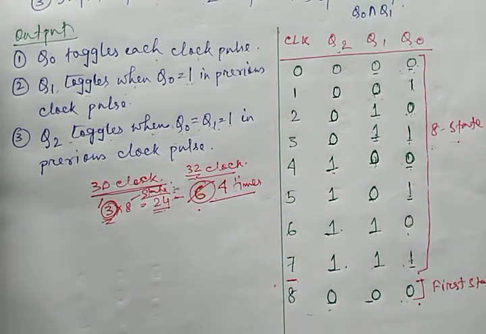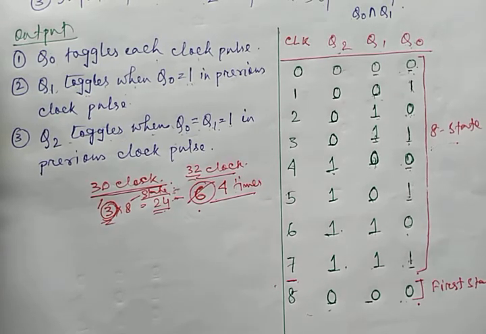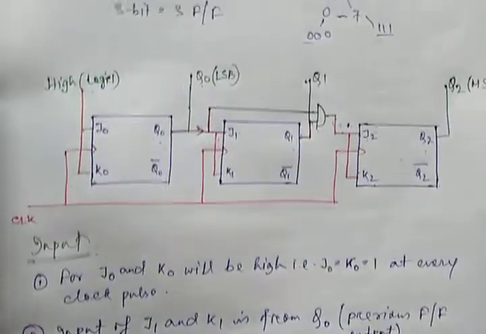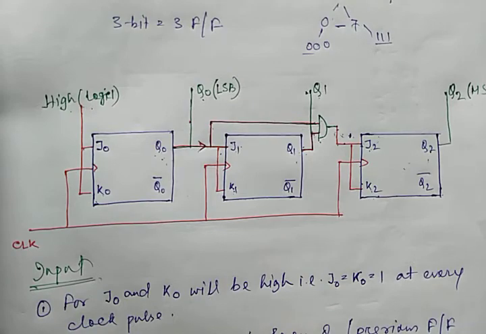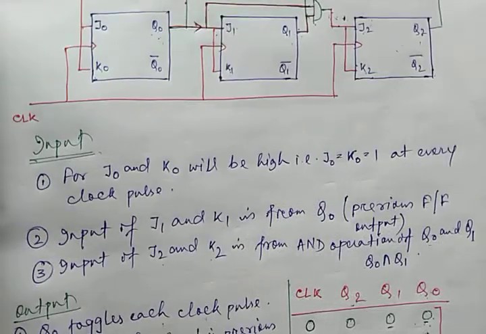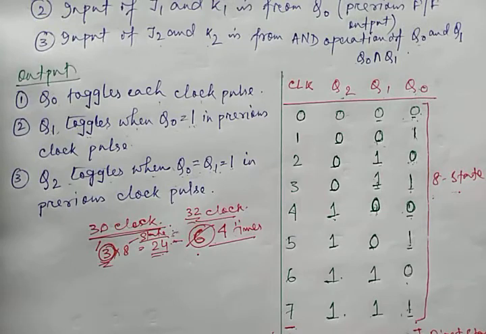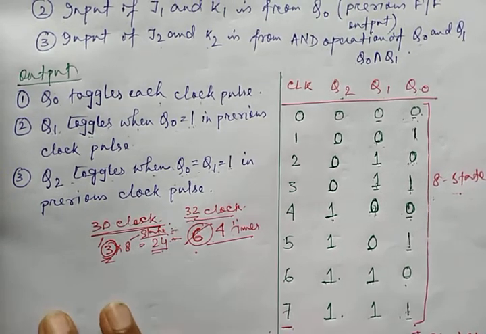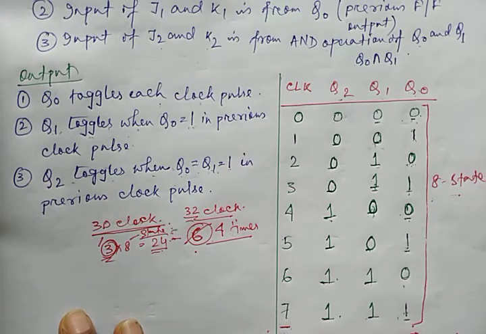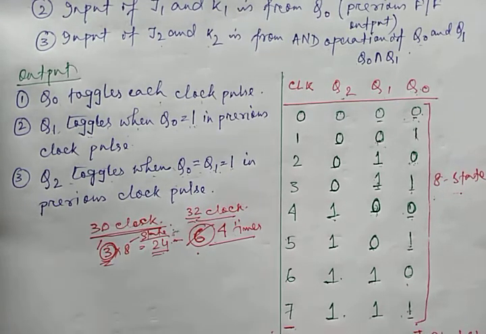Okay, this is all about our 3-bit synchronous counter, and as this counts 8 clock pulses, it is known as a mod 8 counter. Okay, this is all about what our synchronous 3-bit counter is.